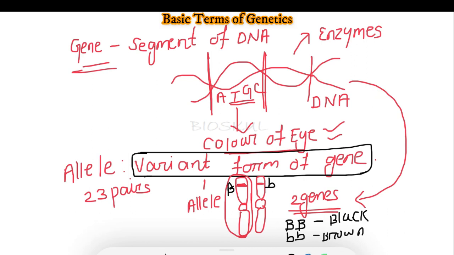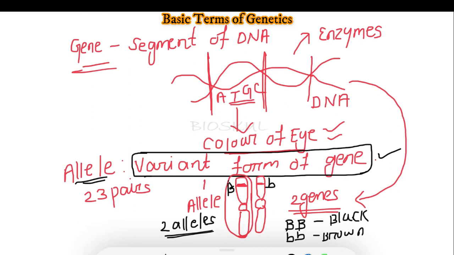So the alleles may be the same or in different combinations, but in an individual we can get a maximum of 2 alleles. In an individual, how many alleles are present? 2 alleles are present for a single character. And the difference is due to some minute change in the nucleotide sequence. That's why we call an allele a variant form of a gene.